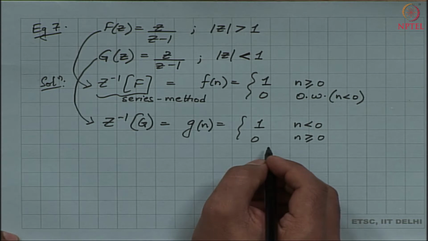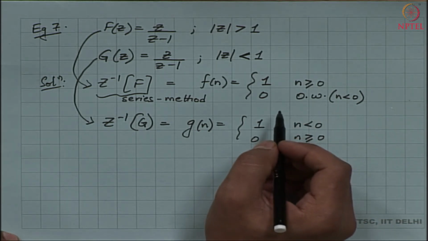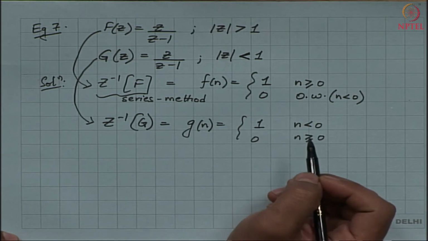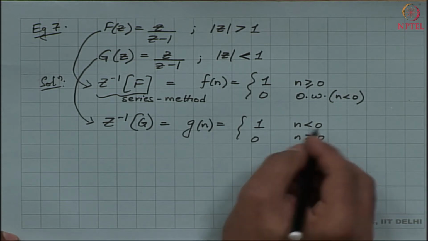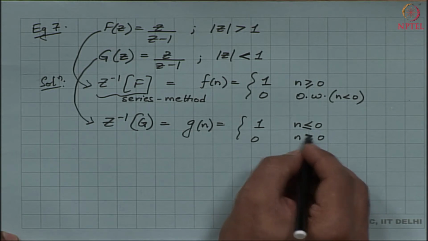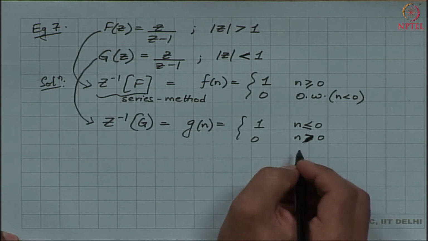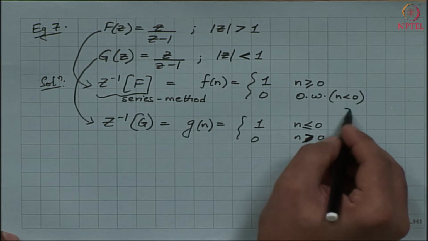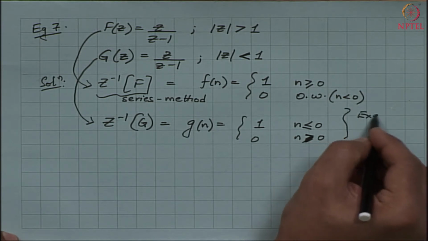So, again this is going to be left as an exercise. I see that this is for n less than or equal to 0 and this is for n greater than 0. Again, this is going to be left as an exercise for the students to check.